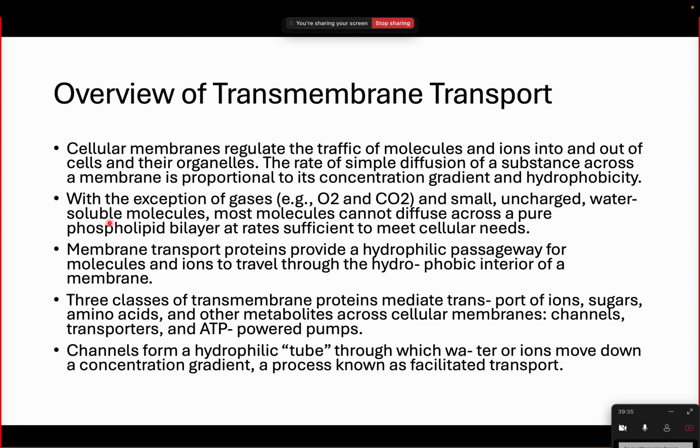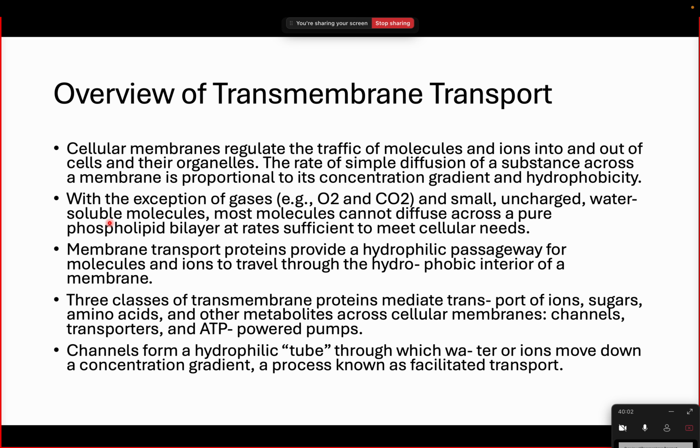membrane. So if we look at the overview of the transmembrane proteins, cellular membranes regulate the traffic of molecules and ions into and out of cells and their organelles. The rate of simple diffusion of a substance across a membrane is proportional to its concentration gradient and hydrophobicity. With the exception of gases and small uncharged water molecules, most molecules cannot diffuse across a pure phospholipid bilayer at a rate sufficient to meet the cellular needs.